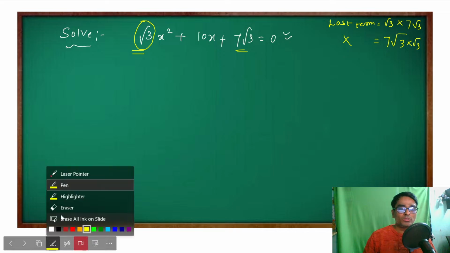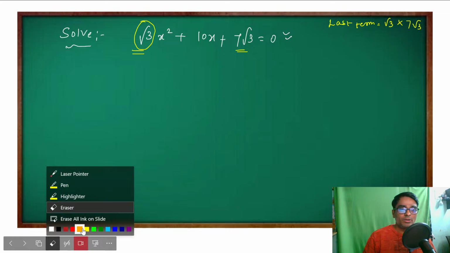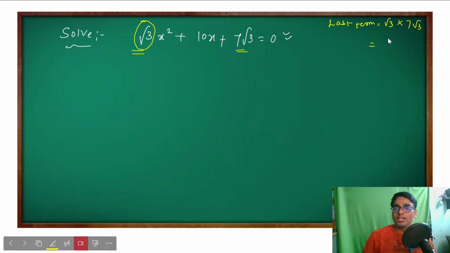Now let me show you what you will get here. Watch carefully now. Root 3 into root 3. What will happen? Root 9 into 7. What is root 9? 3. 3 into 7 is what? 21. This is your last term.